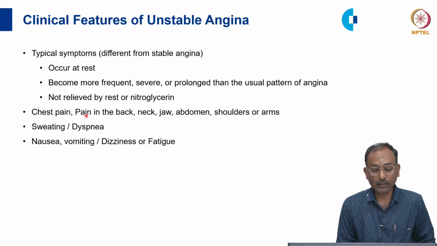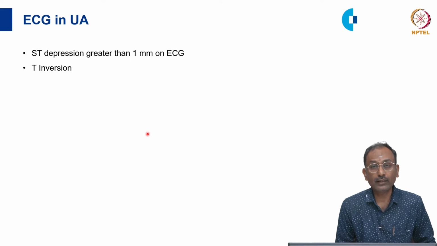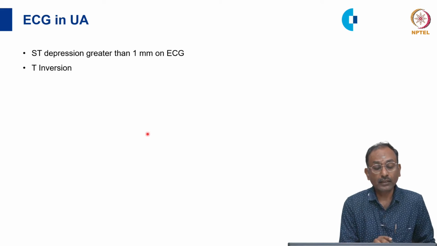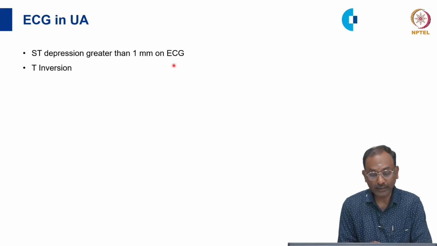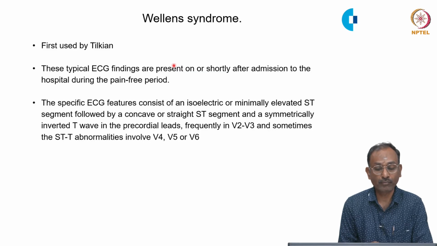So, the patient can have chest pain, pain in the back, neck, jaw, abdomen, shoulders or arms, which may be associated with sweating or dyspnea; nausea, vomiting and dizziness can be present. These are some of the unique features of unstable angina which are different from stable angina. What are the ECG features in unstable angina? ST depression greater than 1 millimeter is the most common ECG finding in unstable angina, and some of the patients may also exhibit deep T inversions. So, these are the two common ECG findings in patients with unstable angina.